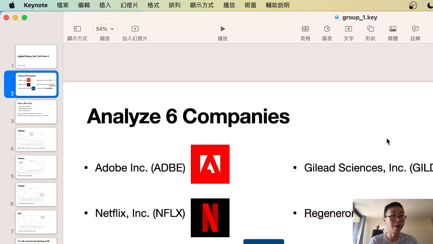So I really want to see if there's a difference between Adobe, Netflix, and Boston Scientific, Gilead Sciences, and Regeneron Pharmaceutical. I want to see if there's a difference on the indicators. And the one consulting company, I want to see because it seems like they have good performance.